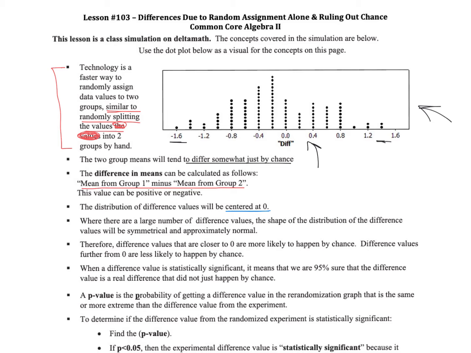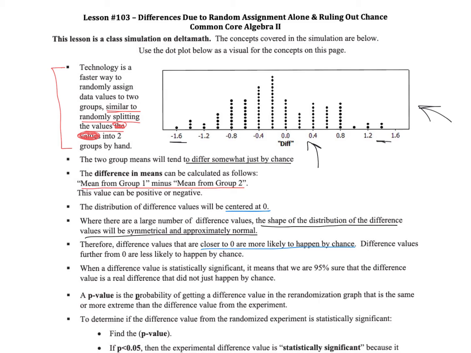When there are a large number of difference values, this is the same as what we saw with those proportions. The shape of the distribution of the difference values will be symmetrical and approximately normal. Therefore, difference values that are closer to 0 are more likely to happen by chance. So we kind of expect those ones closer to 0. Difference values further from 0, outside on the normal curve, are less likely to happen by chance.